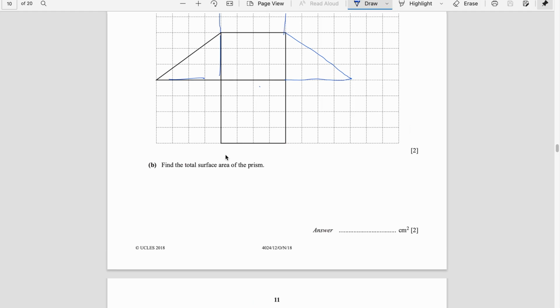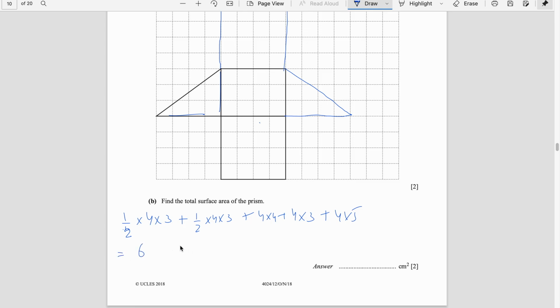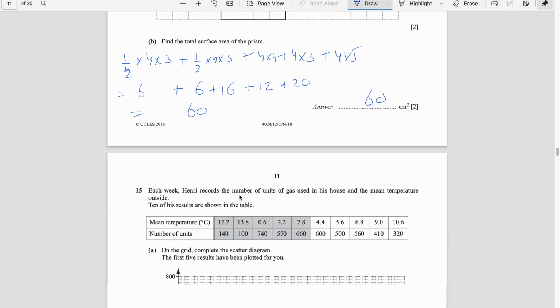Find the total surface area of the prism. So it's your choice from where you want to solve it. This is 1 by 2 times 4 into 3 for the first triangle, plus 1 by 2 into 4 by 3 for the second triangle, plus a box of 4 by 4, another box of 4 by 3, last box of 4 by 5, making it 6 plus 6 plus 16 plus 12 plus 20. Adding all of them, you get 60 centimeter square.